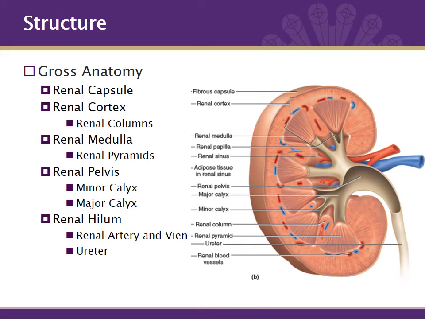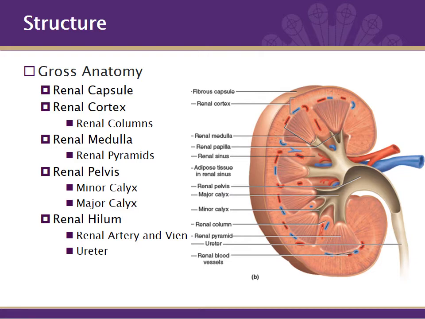The gross anatomy of the kidney is composed of a few structures. First, the fibrous capsule covers the outside of the kidney. The renal cortex is the outer layer of the internal structure. The cortex has extensions that go further into the kidney, called the renal columns. Third, the inner layer of the kidney is called the renal medulla. The medulla is composed of 6 to 10 renal pyramids.